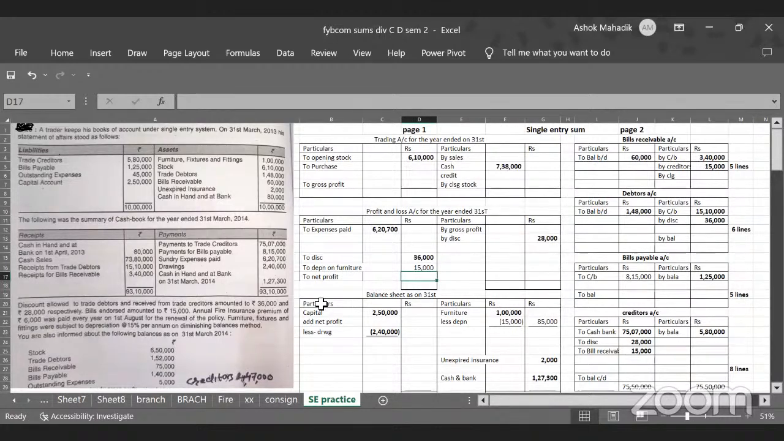Done. Now they have given us closing balances. So what I do, we'll post the closing balances wherever we have to record them. Stock. Where do we record closing stock? Two effects you must be knowing. One, trading account credit side, 6,50,000. And the second effect, on the asset side, closing stock, amount 6,50,000.